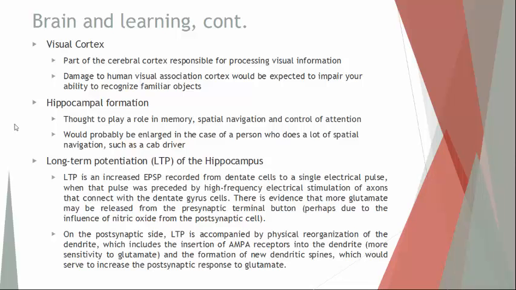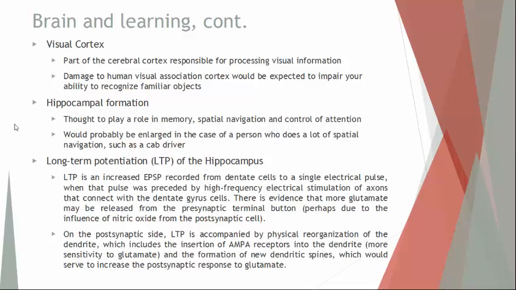All right. Next, hippocampal formation. This is the formation of the hippocampus, which is a region in the brain. This will play a role with your memory, with spatial navigation, and also the control of attention, or having a longer attention span. And as you can imagine, with anything that comes to mental skills, the more that you use it, the better you get at it.